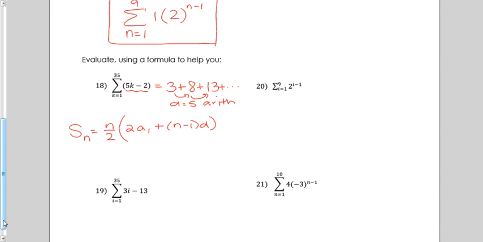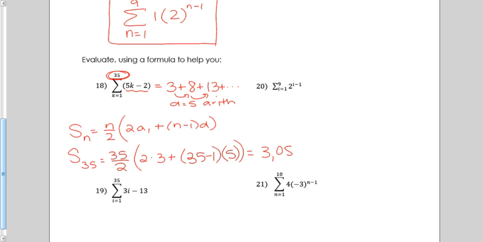So I would be plugging in, I have 35 on top of my sigma, so I have 35 terms. So n is 35. A sub 1 I just found was 3. I can plug in 35 for n. My common difference I found was 5. And then if I just type that formula into my calculator, I get 3,080 as my sum.